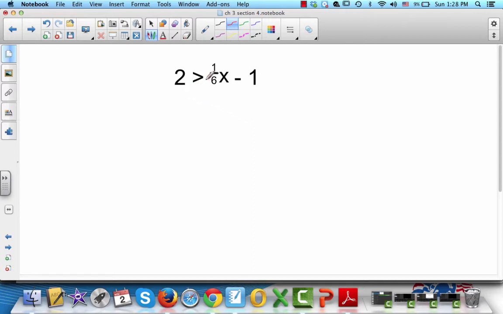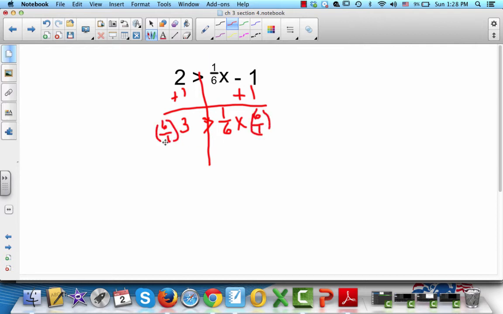Okay, so we've got 2 is greater than 1/6x minus 1. Draw our line. Add 1 to both sides. And that gives us 3 is greater than 1/6x. And how do we get rid of a 1/6 that is being multiplied? Right, we multiply by the reciprocal on both sides. Draw our line indicating the completion of that step, and then we've got 18 is greater than x because these cancel each other out. Okay? Good job. I hope that's what you got.